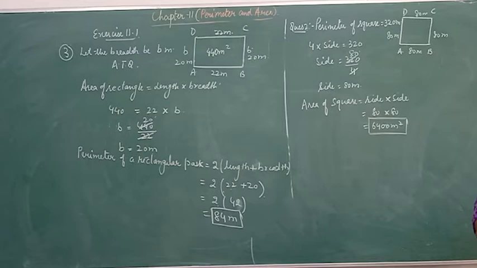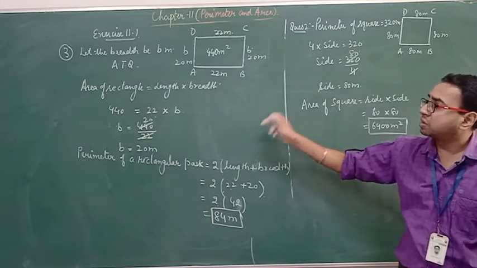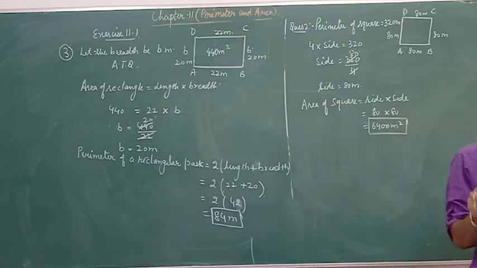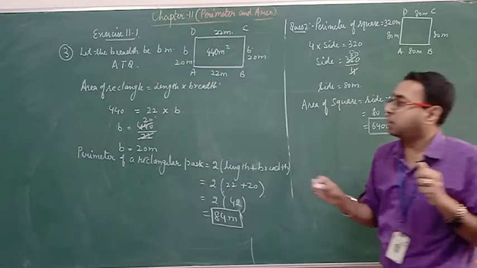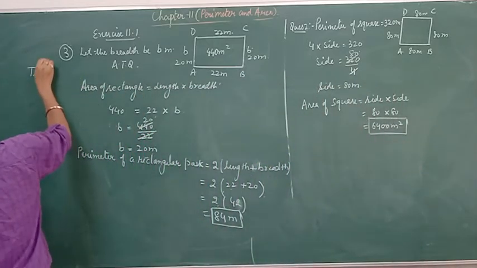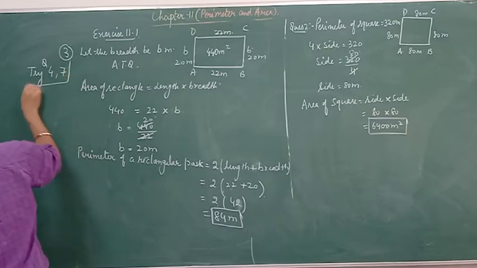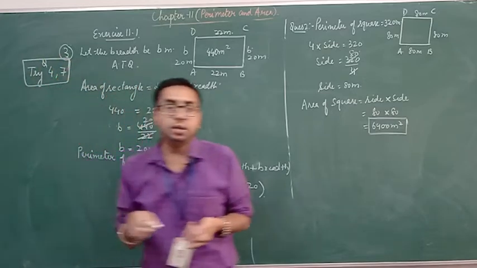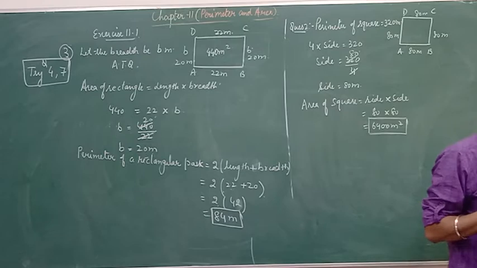Question number 4. The perimeter of a rectangular plot is 100 meter, and its length is 35 meter. Find its breadth, also find its area. Almost opposite of this. So can we do it? Even question number 7 is also the same. Question number 4 and 7 are based on this question, so try them. They are of same type. Are we clear?